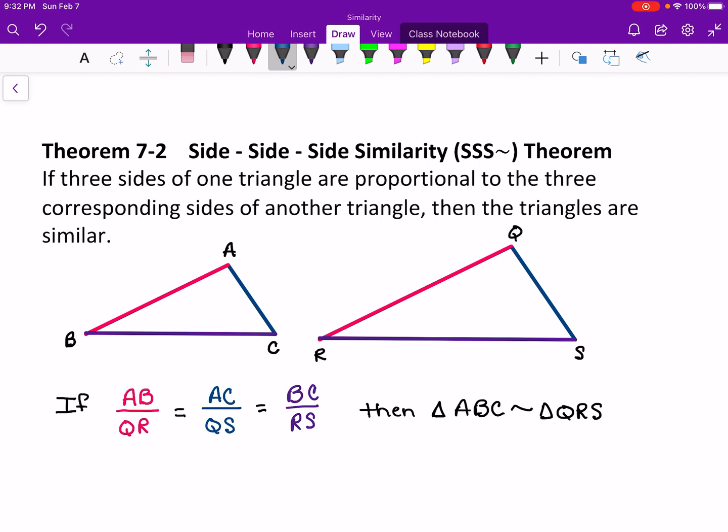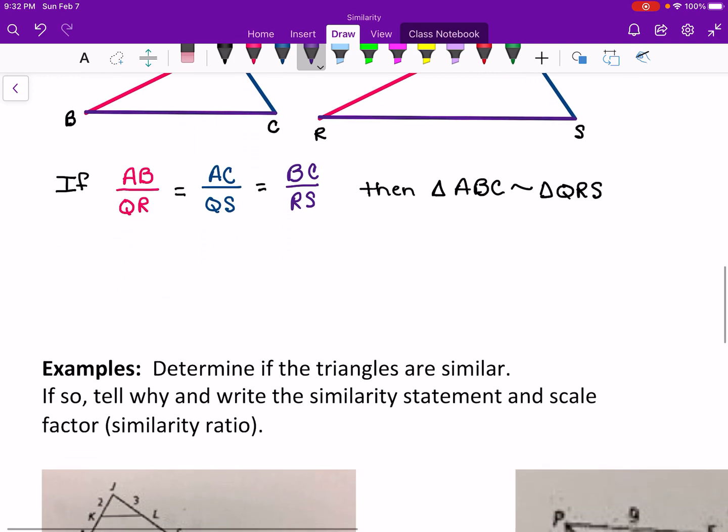You're going to be happy to know that we're not going to take time to prove these. If you want to see a proof, you could Google the theorems and see a proof. Right now, we're just going to practice using them and see if we can identify whether triangles are similar and what theorem or postulate. So we have an AA similarity, a side-side-side, and a side-angle-side similarity postulate.